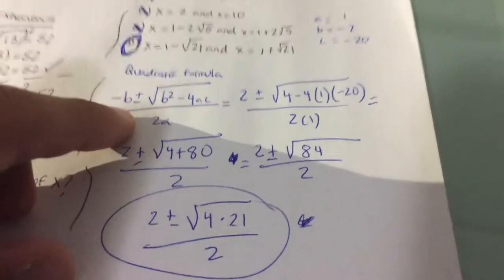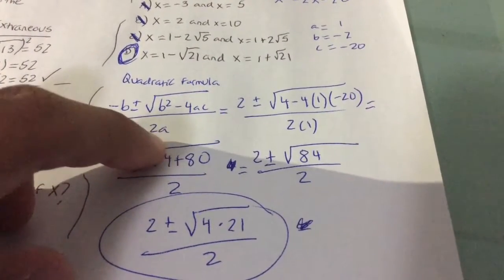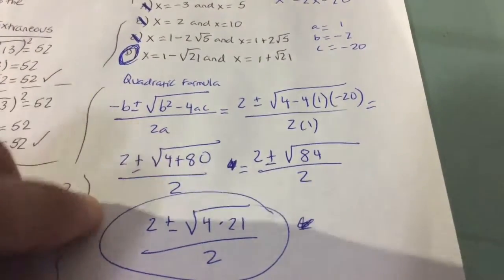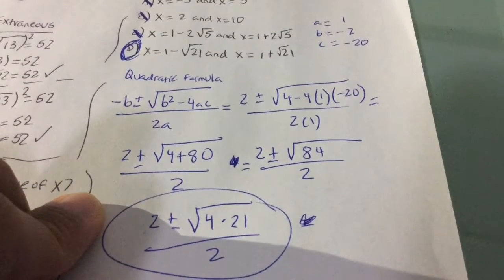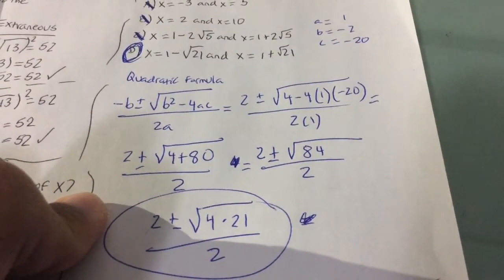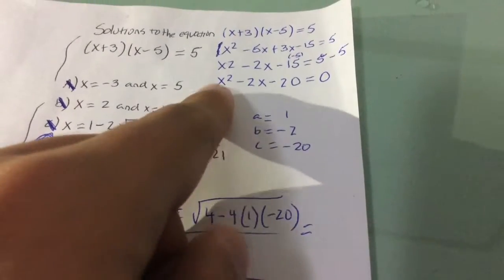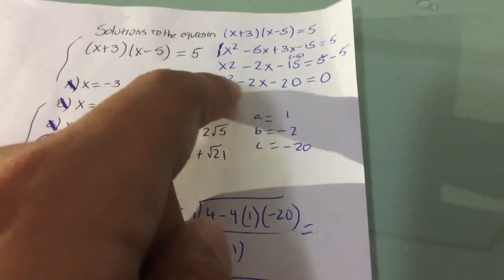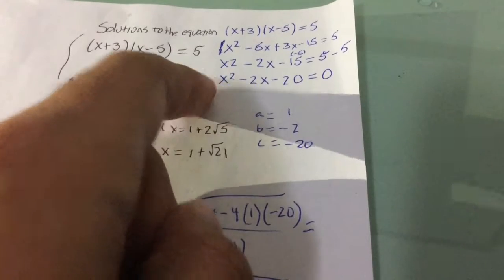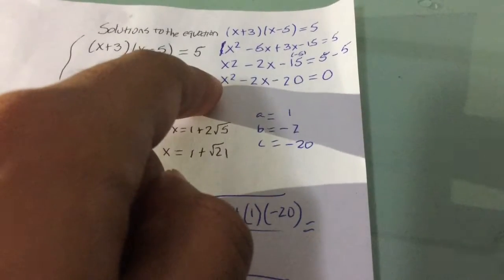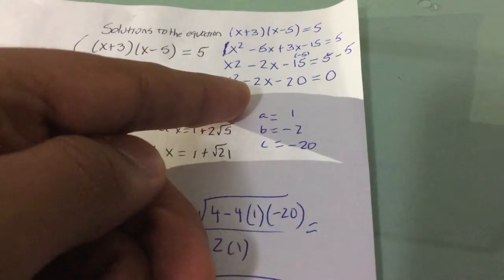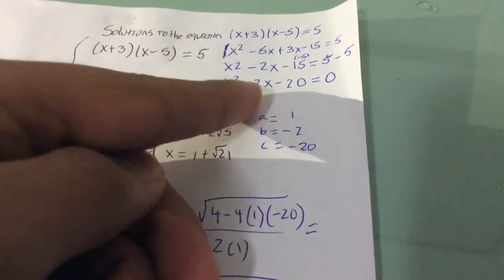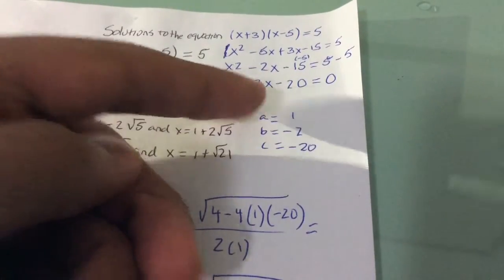Now let's use the quadratic formula: x = (-b ± √(b² - 4ac)) / 2a. Your a value is the number before the x. There is a 1 that you are not able to see, but yes, there is a 1 here. Therefore, b is -2, and my value of c is -20.